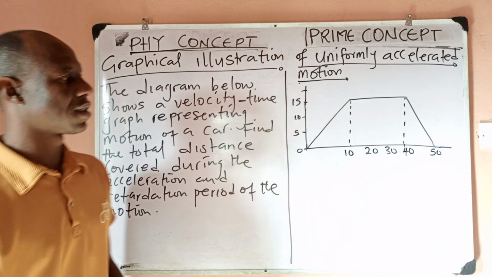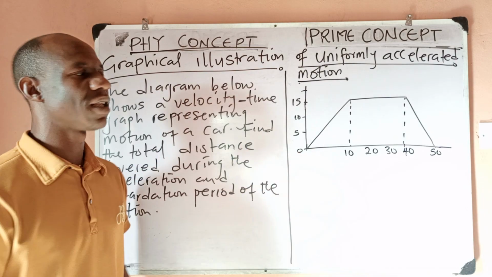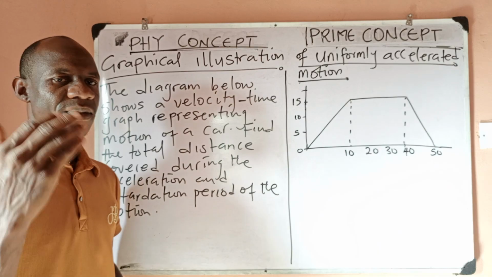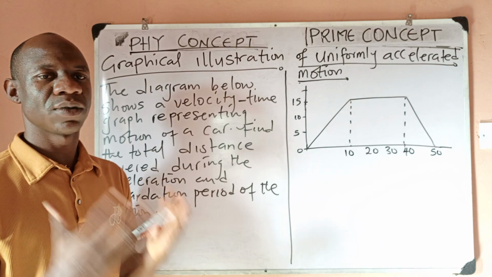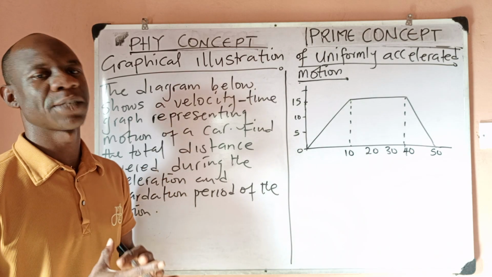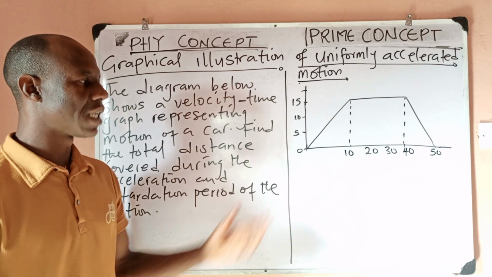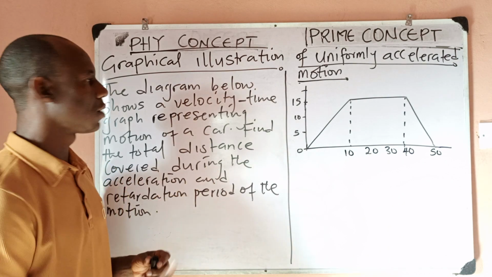Now let's quickly look at this problem under uniformly accelerated motion. We have started studying graphical illustration. In my previous video, I did a background explanation, a detailed explanation on the graphical illustration, so do well to check it. Now let's apply what we have learned to solve this problem.